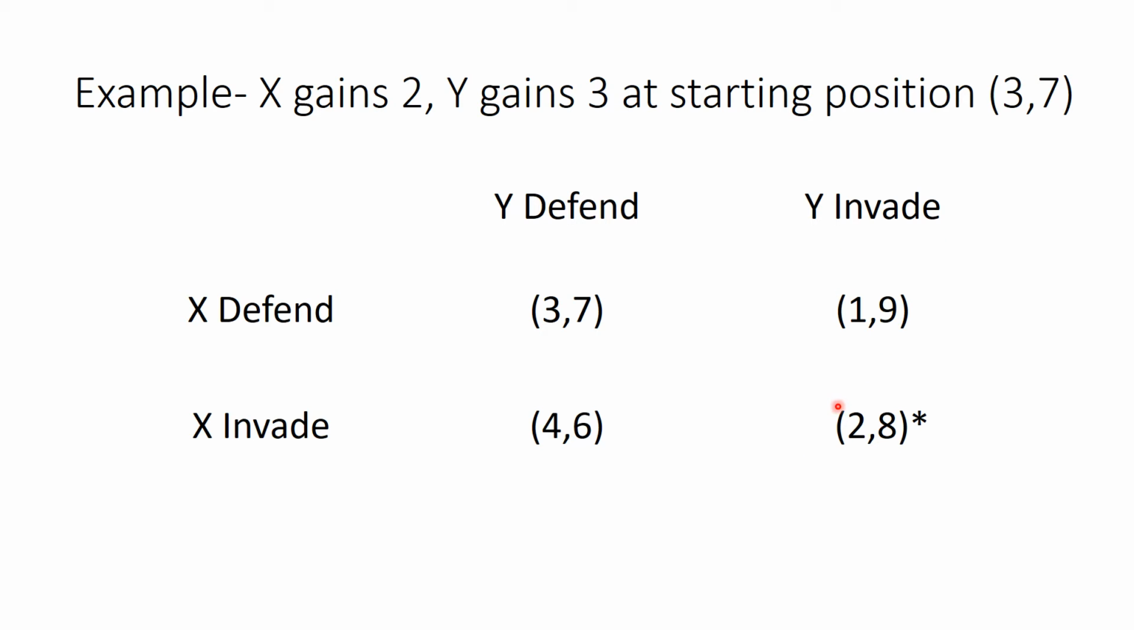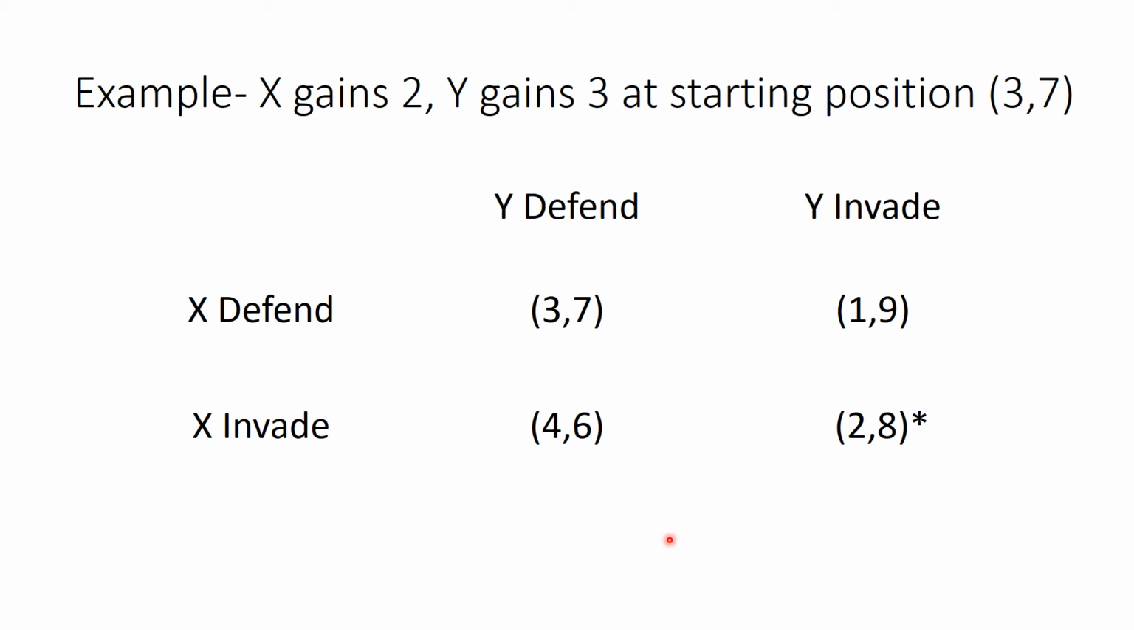Let's move over to invade, invade. You can see we're not defending at all, so we're not using the defend rule. So we say, okay, X gains 2. If X gains 2, 7 minus 2 is 5. 3 plus 2 is 5. We have a 5, 5, but Y wants to gain 3, so X minus 3 would give you 2. Y plus 3 would give you 8.